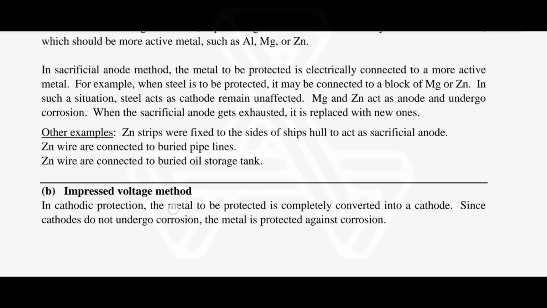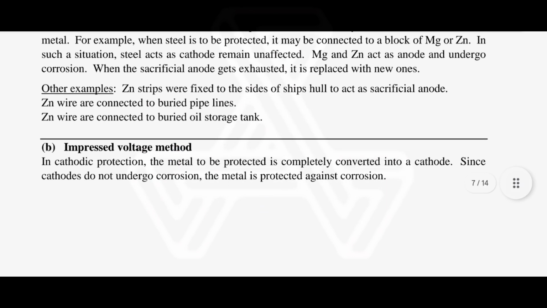When the sacrificial anode gets exhausted, it is replaced by new ones. Other examples: zinc strips are fixed to the sides of ships' hulls to act as sacrificial anodes. Zinc wires are connected to buried pipelines. Zinc wires are connected to buried oil storage tanks.